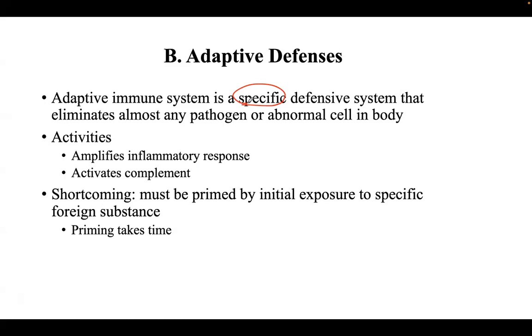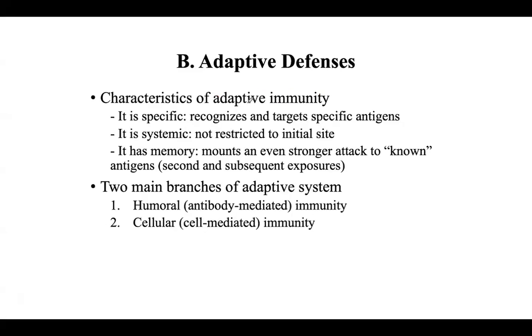Now, the shortcoming is that this needs an initial exposure. For example, like I told you last day, after the two lines of defenses fail, then only adaptive defense will actually be activated. So there's a priming time. There's a little time it takes. So characteristics of adaptive: it is specific. It recognizes and targets very specifically the antigens.